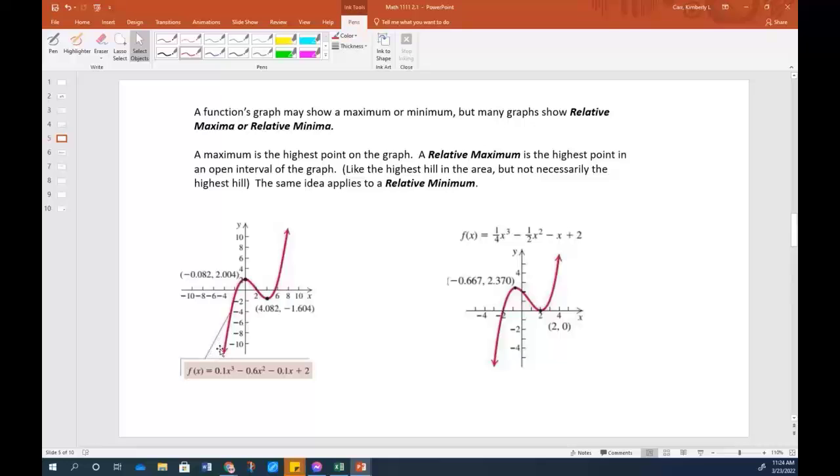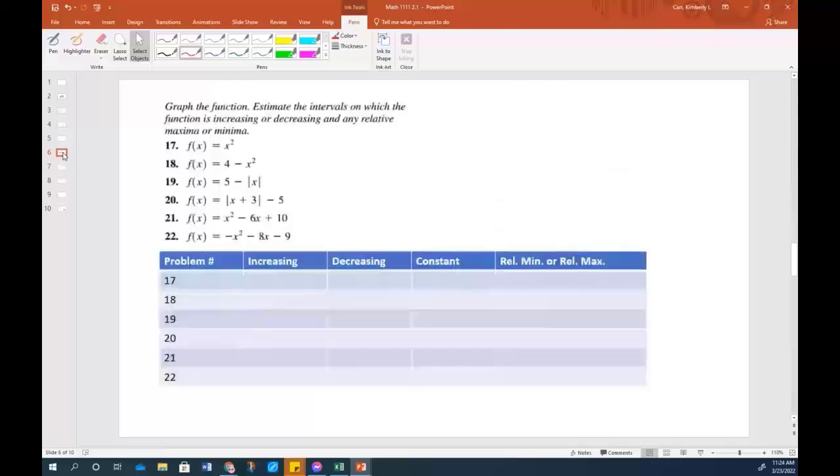So for example, it is increasing from -infinity to -0.082. And then it is decreasing from -0.082 to 4.082. And increasing again from 4.082 to infinity. So we use those x values to answer those questions about increasing and decreasing, okay? But we're going to use our calculator to find them.